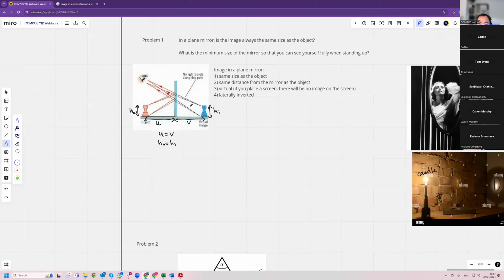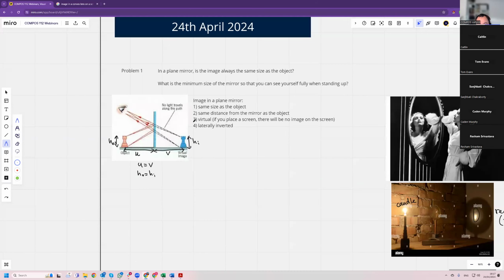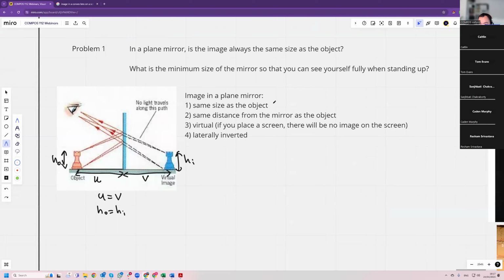Okay. Now, a lot of people, including me, have a problem with the first point. The image in the plane mirror is the same size as the object, but is it? Why it is confusing, I will demonstrate. So this is my mirror. I have to switch off the blurring, otherwise it's just unblur. Yeah, okay.